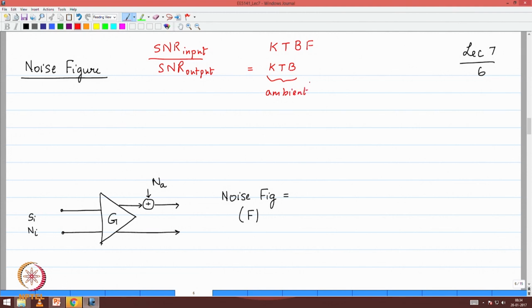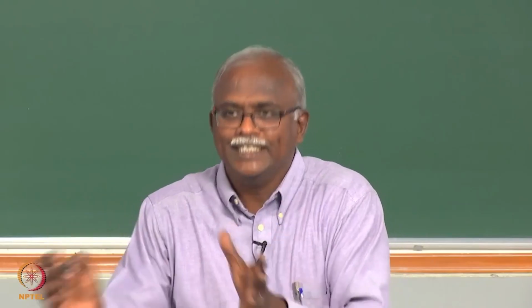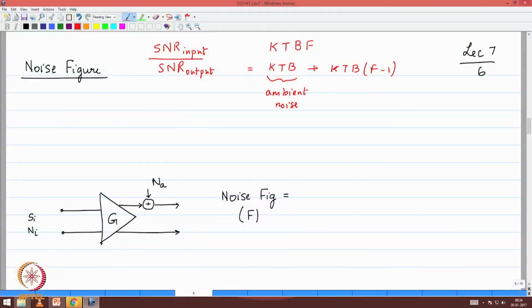This is what's there if you were to look at the bandwidth that is present for you, plus kTB(F minus 1). So this is whatever is there in the ambient, and this is what got additionally added because of your receiver. So this T times (F minus 1) is a very important quantity because they call this the effective temperature of your receiver, effective temperature.